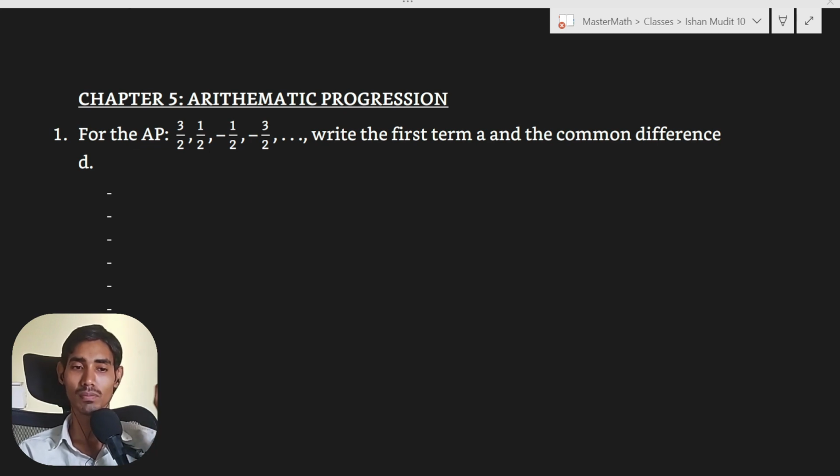Mudit? A and D? 2 by 2. Huh? Minus 1. I couldn't hear. So A is 3 by 2 and D is minus 1. D is minus 1. Mohita, is that okay? Ishan, you got it? Okay.